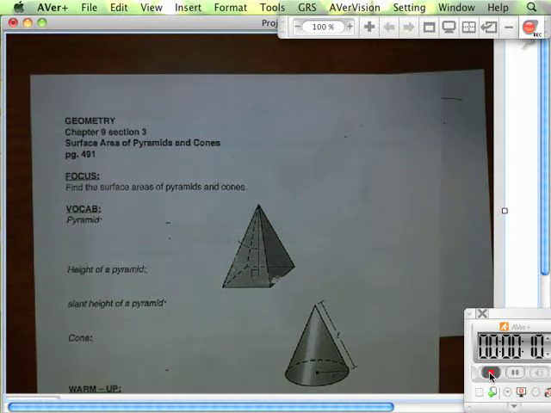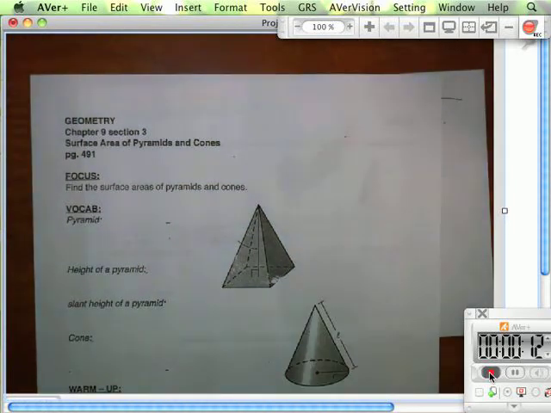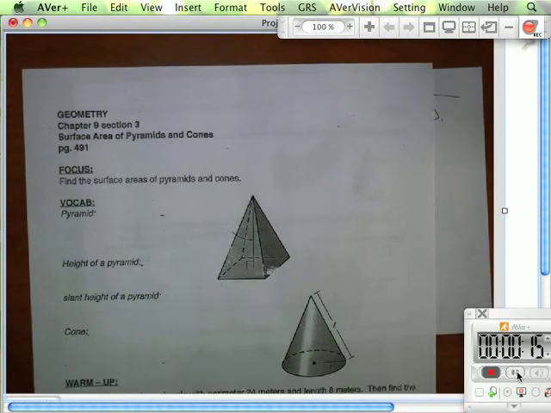Pyramids and cones. I wonder where all my fun colored markers are. Let me find them real quick. Hold on. All right, so here we go.